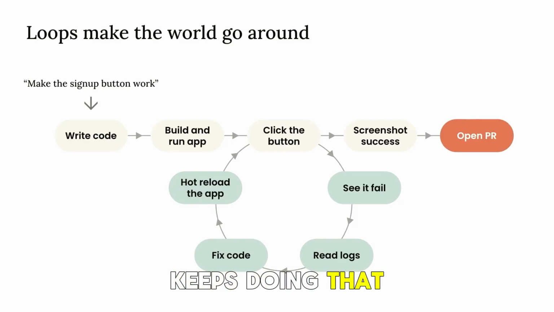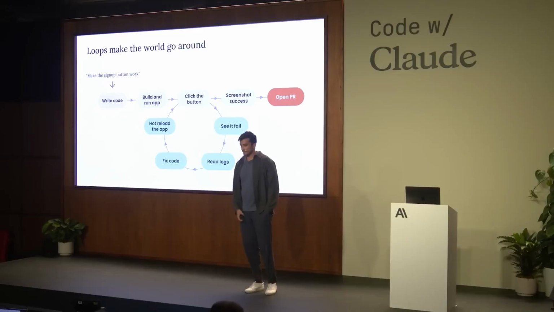And then it keeps doing that in a loop again and again and again until it gets to a success state. And when it finally gets to a success state, you can be confident that the PR that it's sending you is higher quality and will actually work.